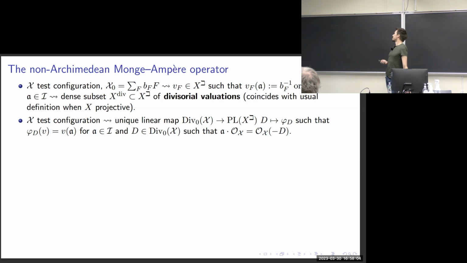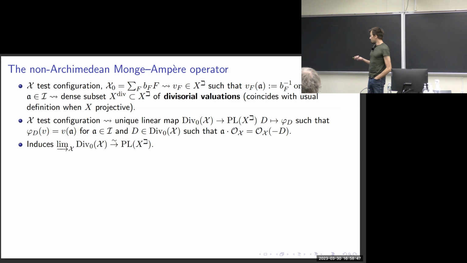You will get this linear map. That's the ideal sheaf of D. I mean, it's just what happens in algebraic geometry. For any divisor, you can define O(D) as a fractional ideal, or a line bundle if you prefer, a locally free sheaf. And anyway, D is effective if you do that.